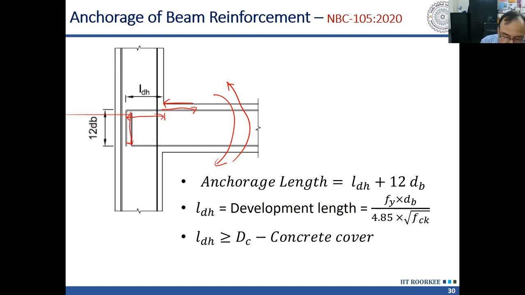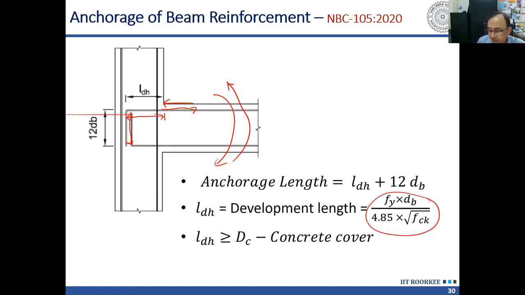So the vertical part is only 12 times the diameter, which is not very large. Even if I'm using, let us say, a 25 mm diameter bar, this will be roughly 400 millimeter. Okay, so it is possible to manage. The LDH is what we call the horizontal development length, and the expression for LDH is given.